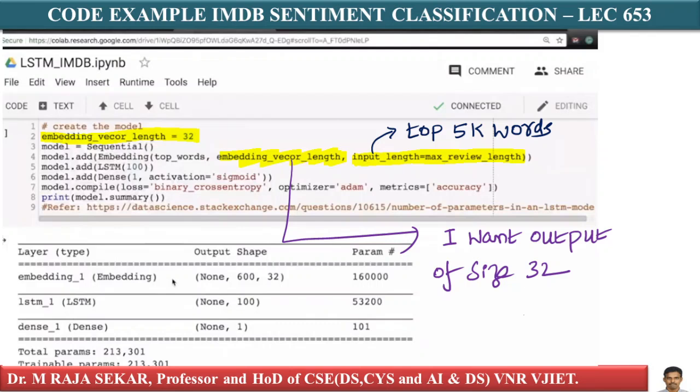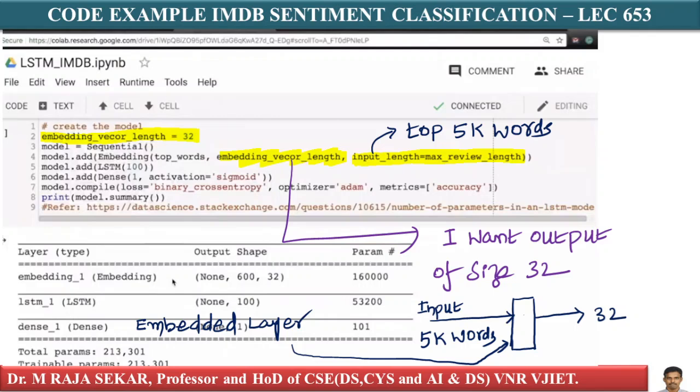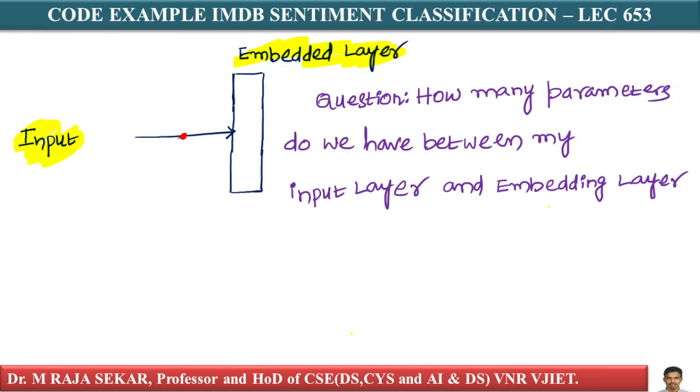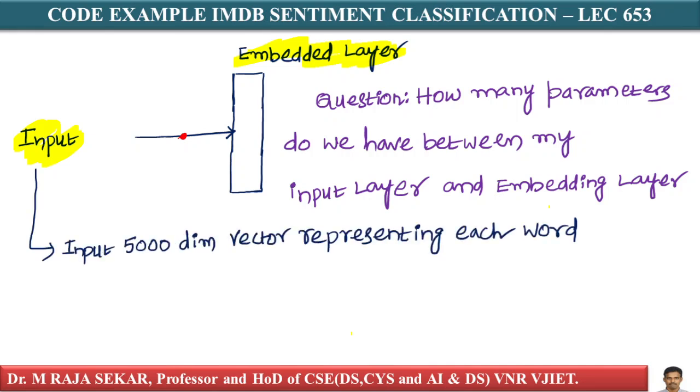I want output of size 32. So how many parameters? The input size is 5,000 keywords, the output size is 32. That's important, isn't it? So what is the question? The biggest question here is how many parameters do I have between my input and embedded layer? That is important, isn't it?